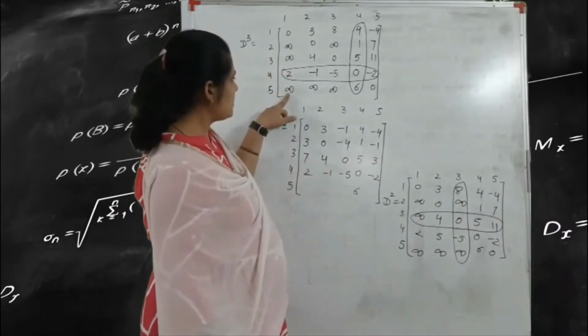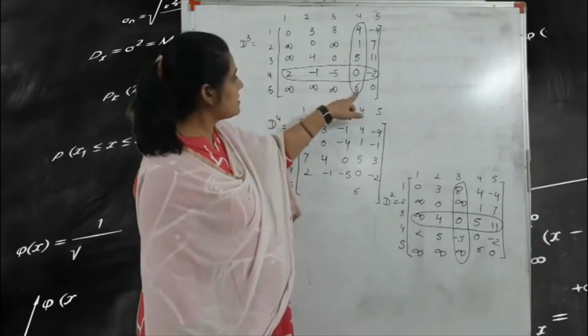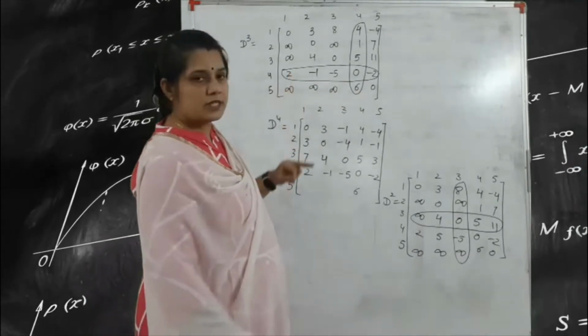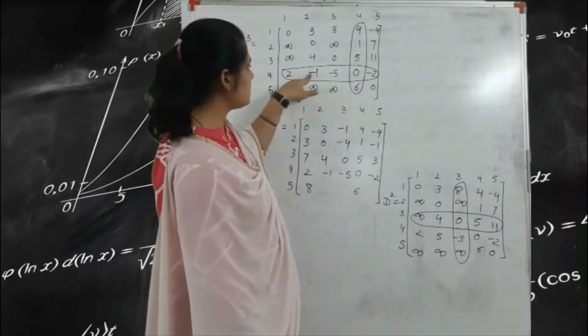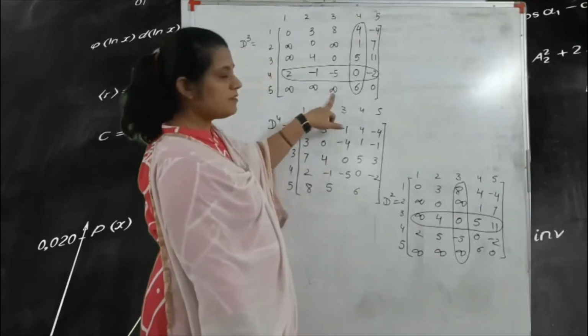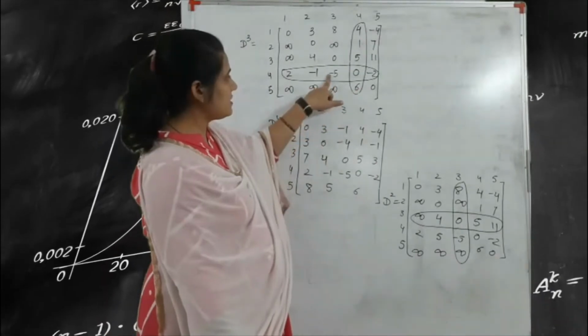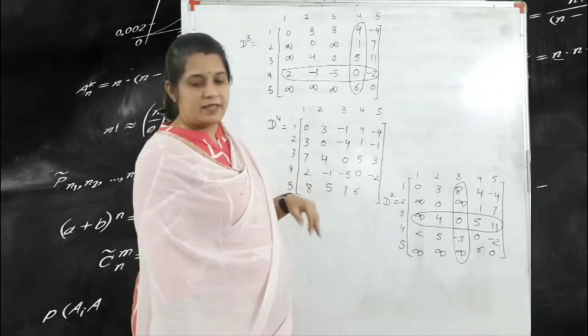Okay. Next value is this infinite. So according to this infinite, here is the 6 and here is the 2. So 6 plus 2, 8. For this infinite, here is 6 and here is minus 1. So 6 minus 1, 5. For this infinite, 6 minus 5, so 1. Okay, that means 8, 5, 1, 6.